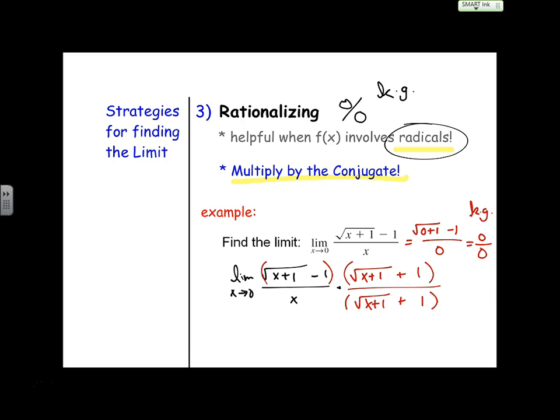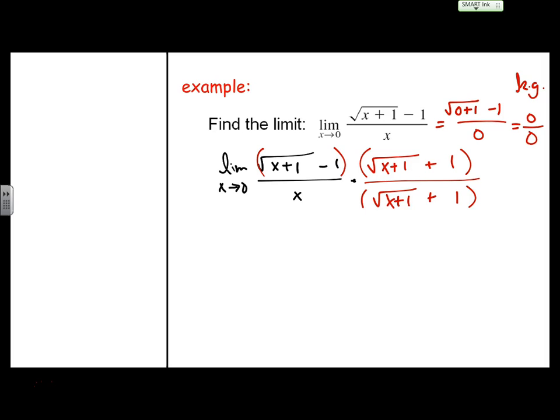What I do to the top, I have to do to the bottom. Keep it equal. What on earth happens on the top? First, outer, inner, last. Wait, it's a difference of squares. So can't I just go ahead and say this is the same thing as the limit as x approaches 0 of, what's the square root times the square root? Itself. The square root cancels, and I just get x plus 1.